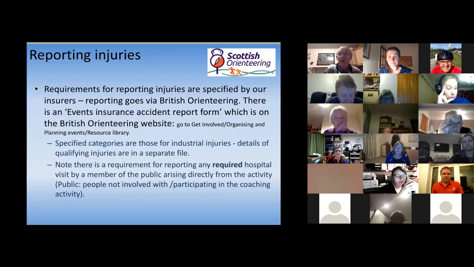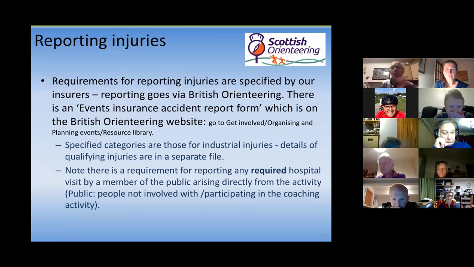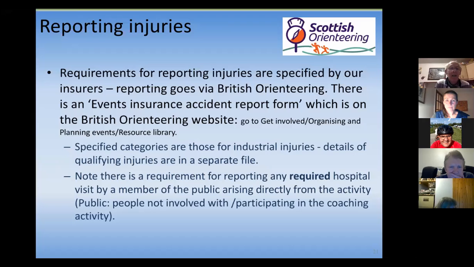The last few slides I want to deal with, going through now, are just information for people, right? So reporting injuries: the requirements for that are specified by the insurers, and the reports go to British Orienteering. There is what is called an events insurance accident report form, and details here are provided as to whereabouts you can find it on the British Orienteering website. I mention that because you do actually need to know where it is when you go looking. Otherwise, it could take you a little while.